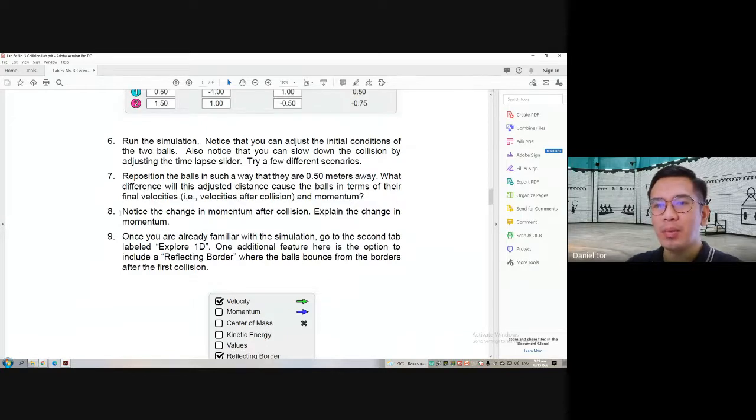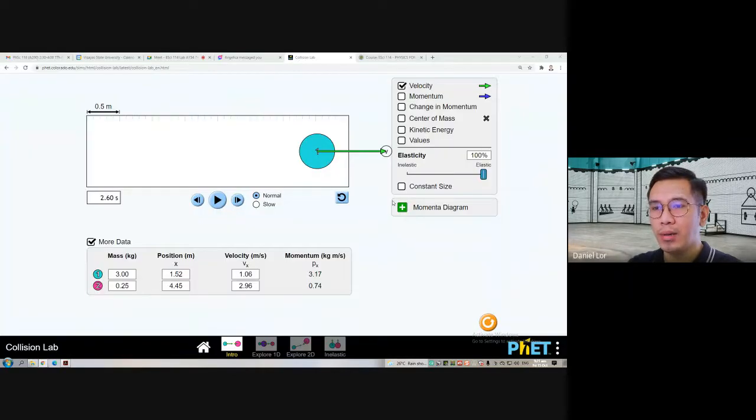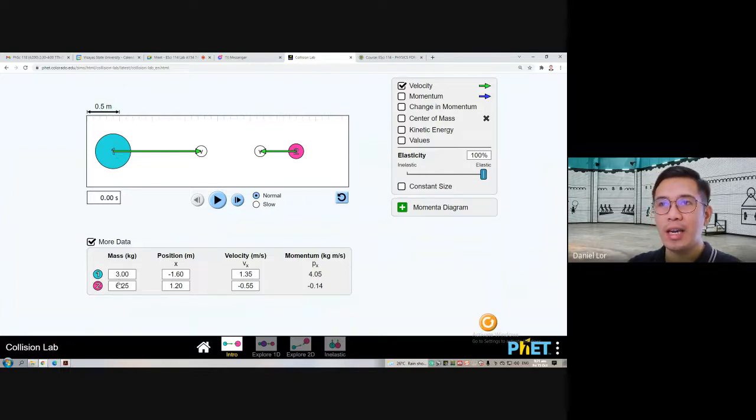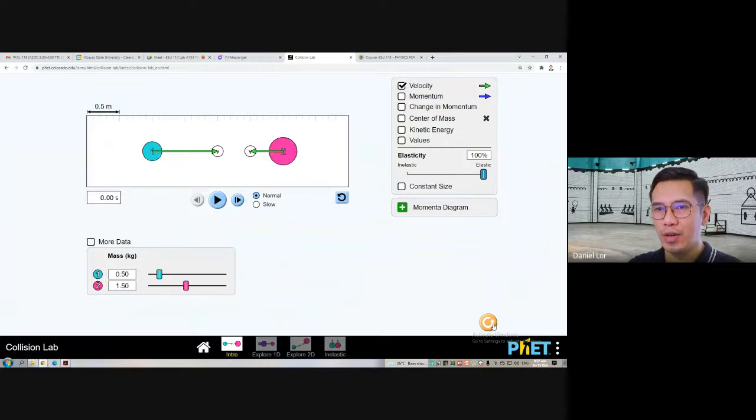Number 7, reposition the balls in such a way that they are 0.5 meters away. What difference will this adjusted distance cause the balls in terms of their final velocities after collision and momentum? So refresh. This refresh will reset everything, so the masses we changed will go back to the initial mass.